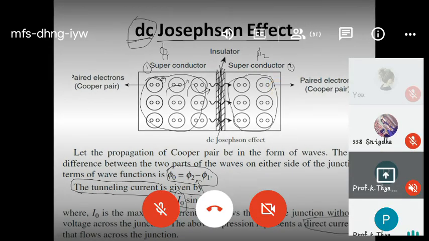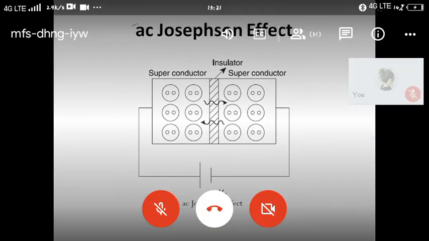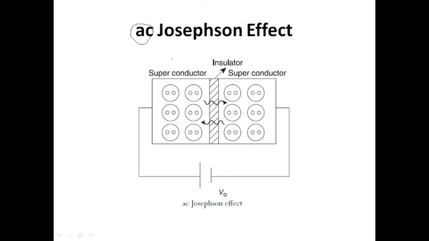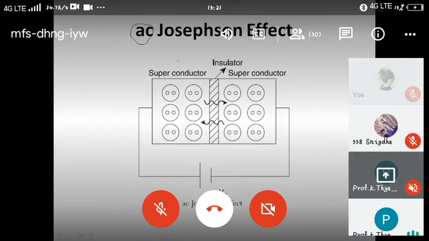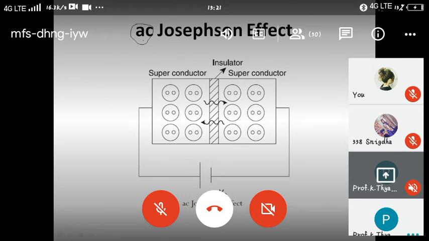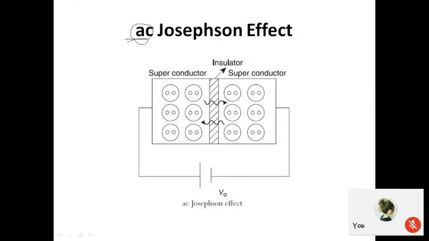Now, let us see what the AC Josephson effect is. In a simple sense, in the previous case, through the insulating layer we have a direct current flow. A direct supercurrent will start flowing through the insulating layer, so it becomes a DC. Now coming to AC, in this case there will be an alternating supercurrent that flows through the insulating layer. Then it becomes the AC Josephson effect.